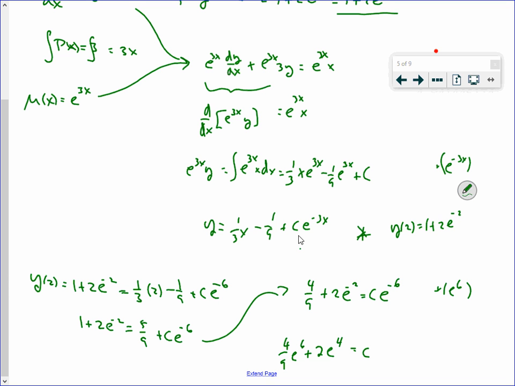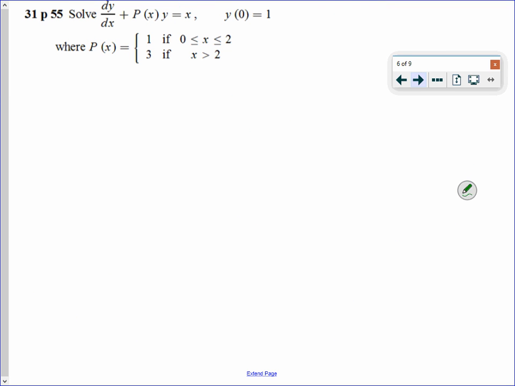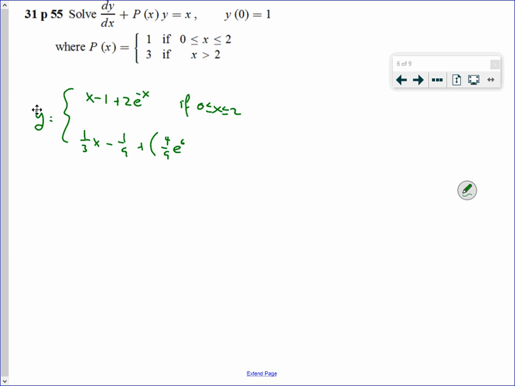I got it. Okay. So here's the original statement of the problem, and here's our solution. Piecewise defined solution: x minus 1 plus 2e to the negative x if x is between 0 and 2; 1/3 x minus 1/9 plus, parentheses, 4/9 e to the 6th plus 2e to the 4th times e to the negative 3x if x is bigger than 2.